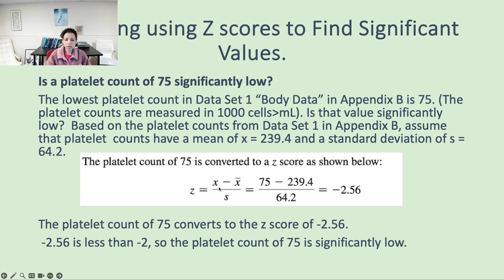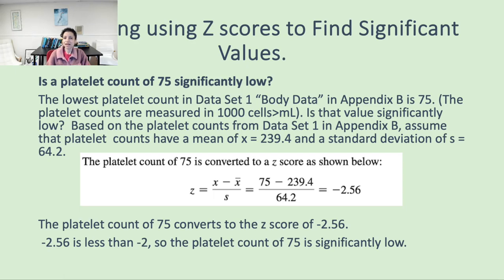The average for the people in that data set was 239.4. That was the average platelet count. The standard deviation of the platelet count was 64.2. Our subject had a platelet count of 75. 75 minus 239.4 divided by 64.2 gives us a z-score of -2.56.